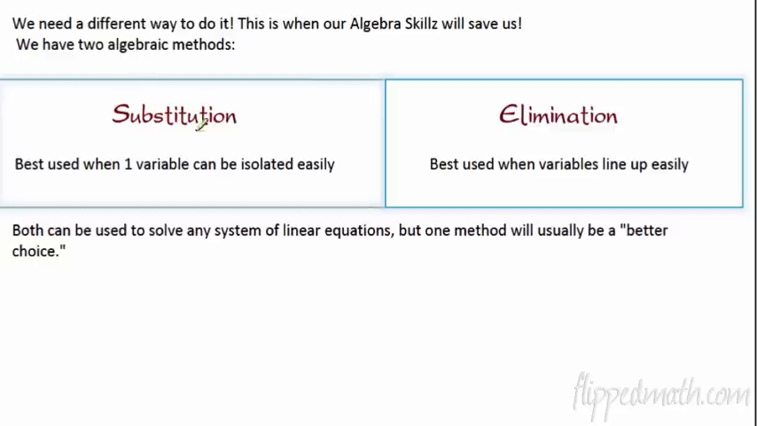Substitution is best used when we have one variable that can easily be isolated, which means you can get one variable by itself easily. Elimination is when the variables line up, and you can see what happens when we go through some examples. Both can be used to solve any system of linear equations, but usually one method will be better than the other one. All right, let's look at some examples.